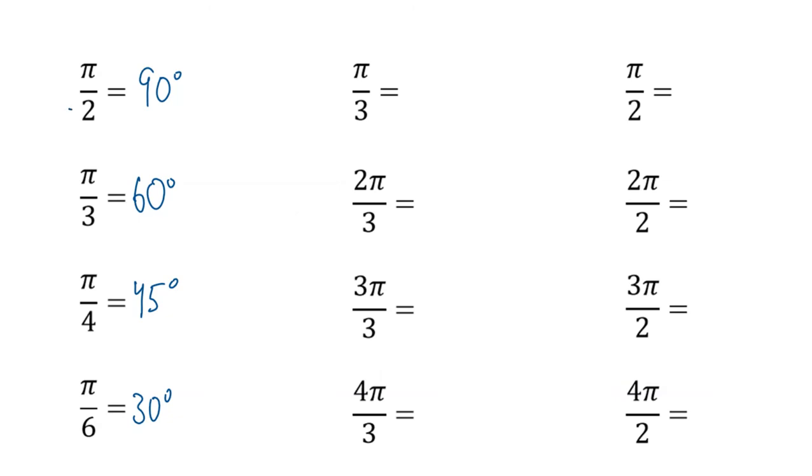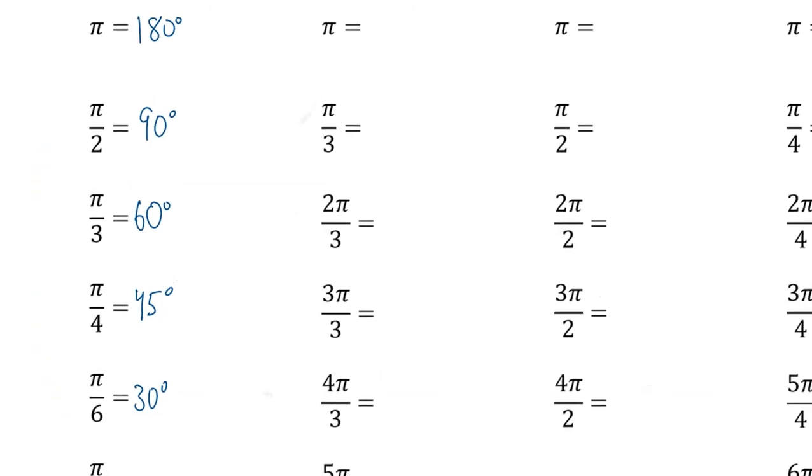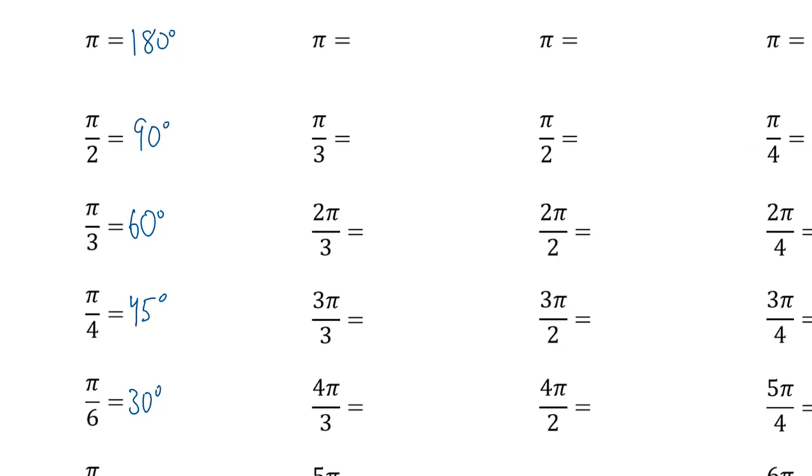I could have divided pi by 2 by 3. 90 divided by 3 is 30. I could have divided 180 by 6 to get 30. 18 divided by 6 is 3. 180 divided by 6, right? Like there's lots of different connections here.